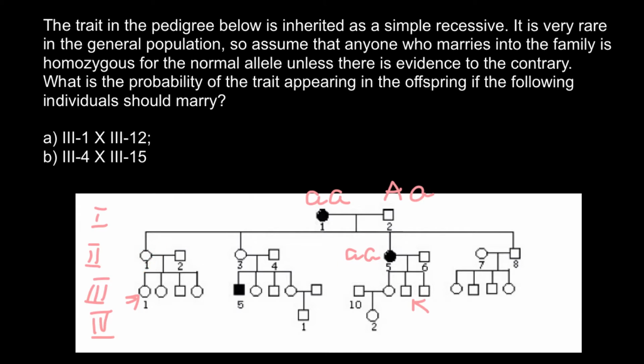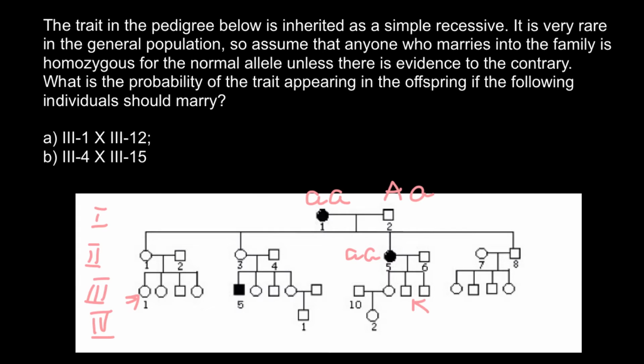And as you see, three children, regardless of the sex, are normal for this trait, and one child is affected. So what is the genotype of this parent? Because we have to find the probability that this person carries the recessive allele. So what is the probability that this person is heterozygous and has a recessive allele that can transfer to progeny?